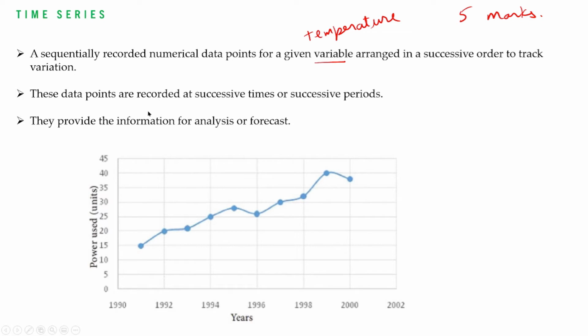Here these data points are recorded at successive times or successive periods. Say for example, the temperature can be recorded for every hour or every day, or say for example sales data can be recorded for every month or every quarter or every year, like that. So those data points are recorded at successive times or successive periods and they provide useful information for analysis or forecast. So this is an example of the power used in units over a period of time. So this is a time series data.